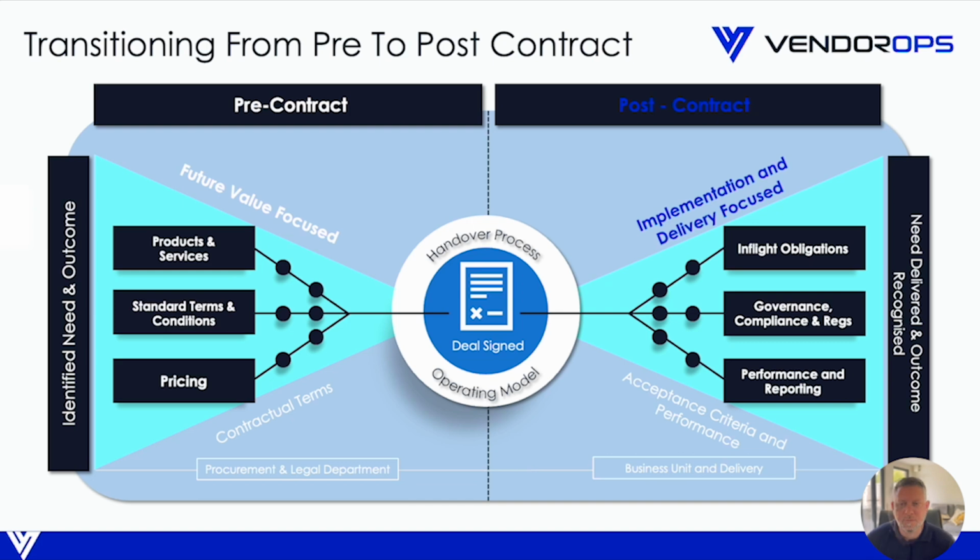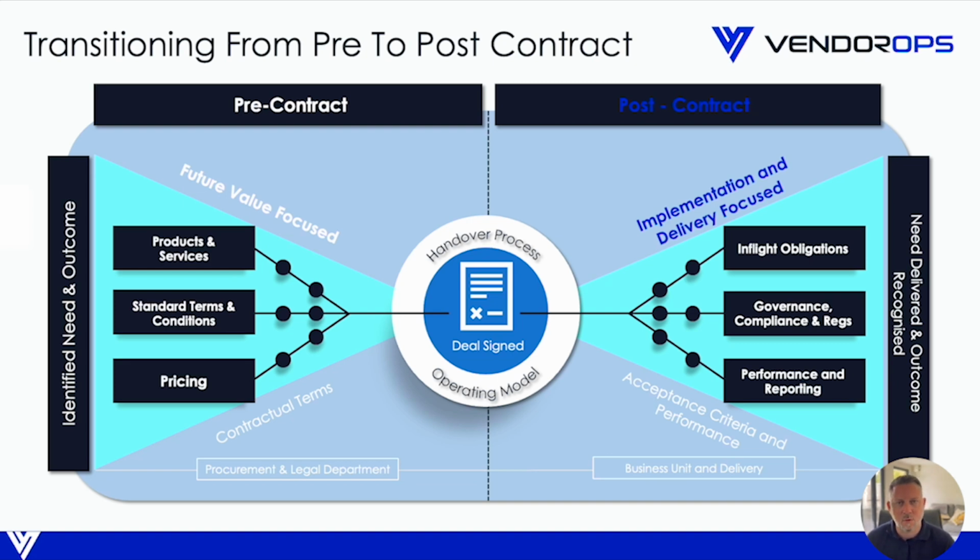On the left, the focus is all around identifying the need and then the outcome that's desired by the business. And then they go through a selection process where they engage a number of suppliers that they think can meet the needs and provide the outcomes, and then they break it down, always talking about future value. So focused on the value that could be derived in the future.